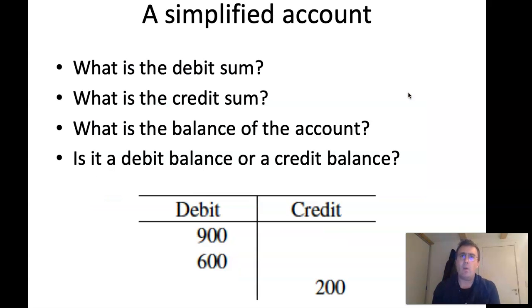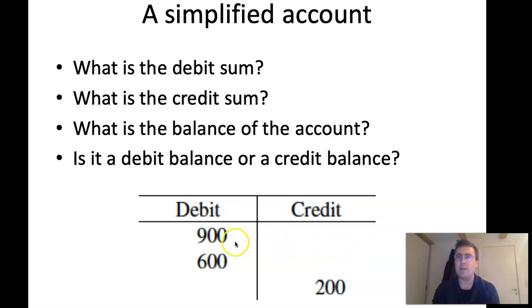As simplified, what is a debit sum? What is a credit sum? What is the balance of the account? Is it a debit balance or a credit balance? In this example, if we start off with this, we see the debit side has 900 here, 600 there, and on the credit side it has 200.